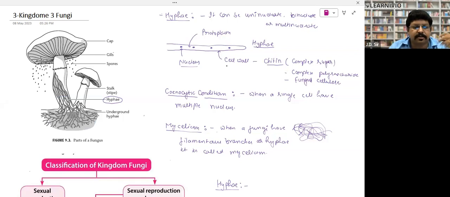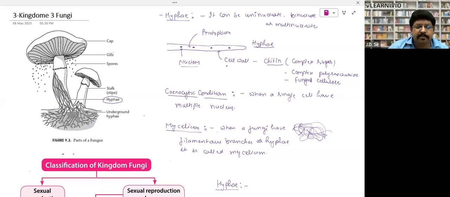Hypha is like this structure. The thread-like structure is called hypha, and it may be uninucleate, binucleate, or multinucleate. It is filled with the protoplasm, and inside there are nuclei, right? The outer cover is the cell wall.